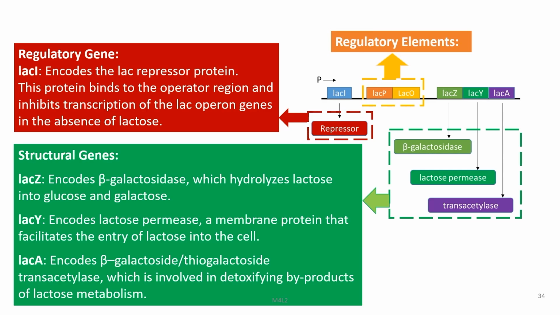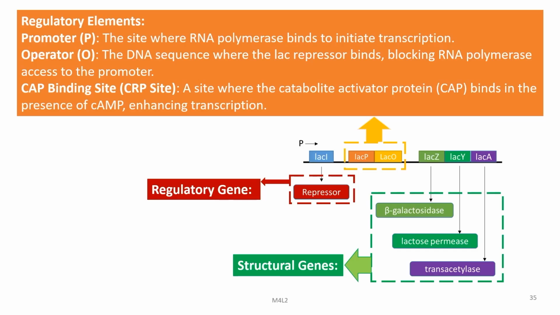The beta galactosidase hydrolyzes lactose into glucose and galactose. Then permease is a membrane protein that facilitates entry of lactose into the cells. Then transacetylase is involved in detoxifying byproducts of lactose metabolism. Let us look into the regulatory elements.